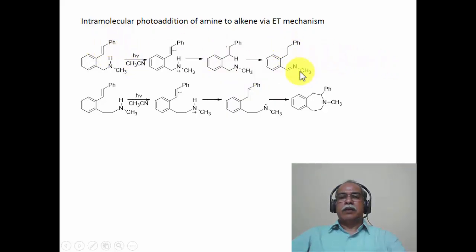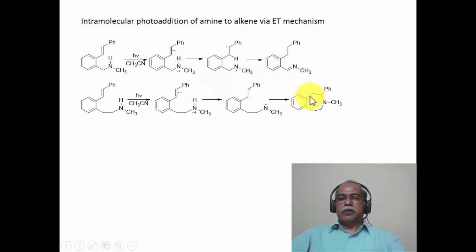Alternatively, if the chain is long enough, the molecule can undergo cyclization at the diradical stage, for example. So this is a 1,7 diradical undergoing a cyclization process to produce the corresponding 7-membered heterocyclic ring system in this particular case. So these are examples of intramolecular electron transfer from the amine to the stilbene, producing the cation radical pair within the same molecule, followed by thermal chemical reactions taking place to produce the products that are shown in these schemes.